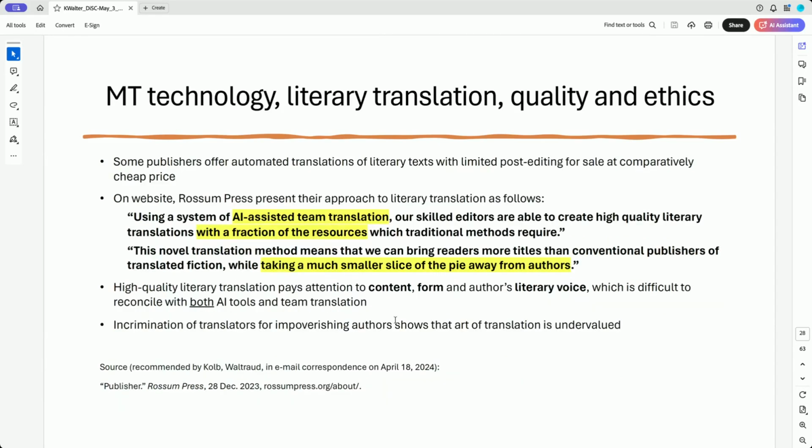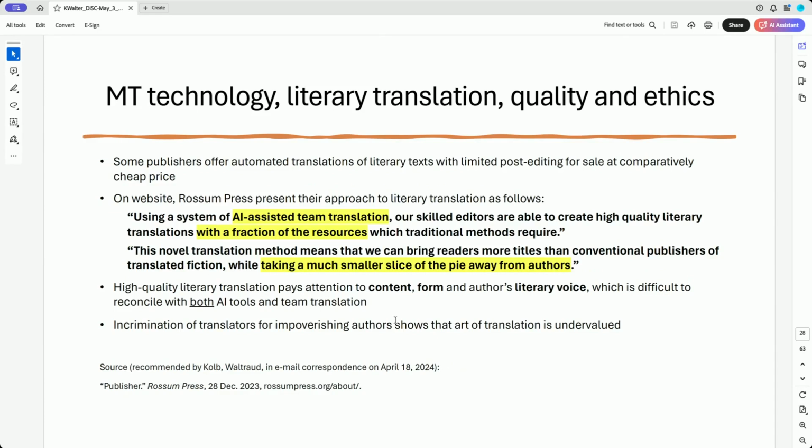Now, I'm moving right on to literary translation, where, of course, the effects of a poor translation are far less immediate, but I still want to talk about this. This is an example that a colleague from Vienna, Waltraud Kolb, has drawn my attention to. Some publishers offer automatic translations of literary texts already for sale, cheaply, with limited post-editing. Okay, and one of the publishers that has been mentioned by literary translators is Rosson Press.